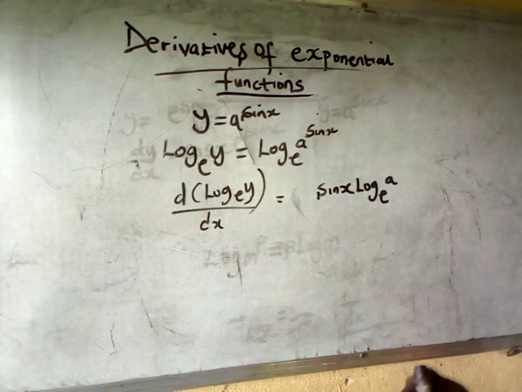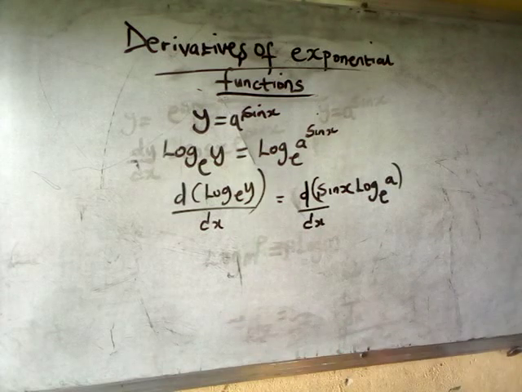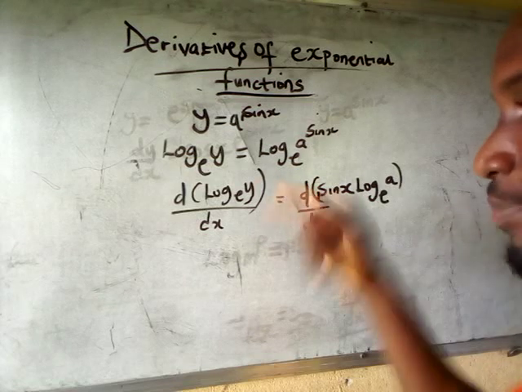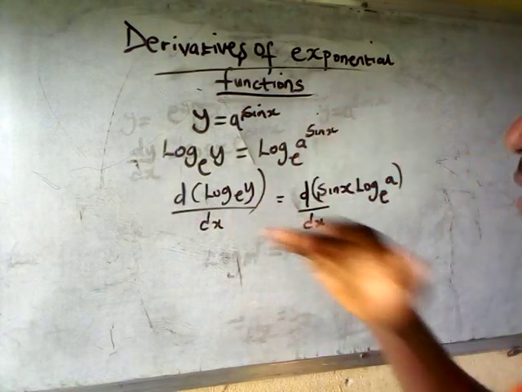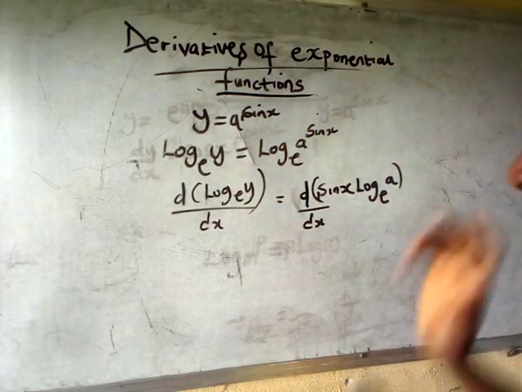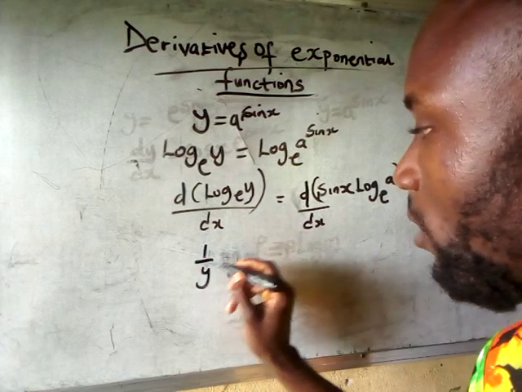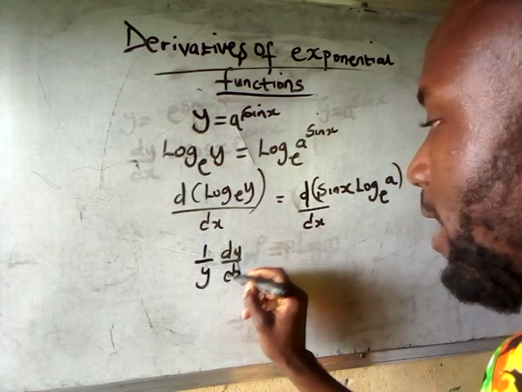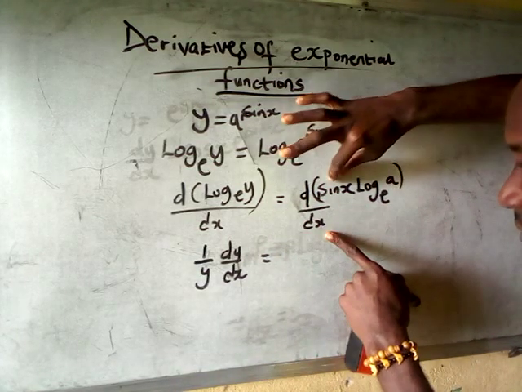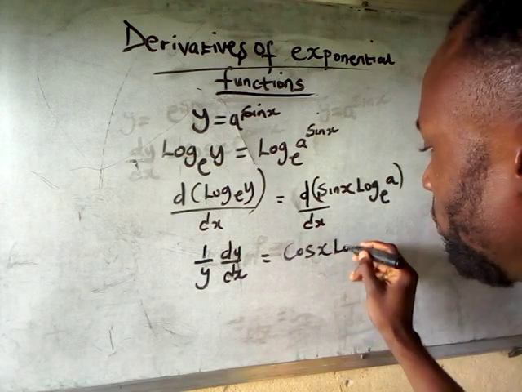I'll clean this, but let's differentiate now. I'll differentiate this also with respect to x. I said that if here is p, to differentiate something like this, it will be 1 all over p dp dx. If here was z, it will be 1 all over z dz dx. If here was l, it will be 1 all over l dl dp dx. So now the derivative of this will be 1 all over y dy dx is equal to, now let's look at this. The derivative of sine x is cos x. So here turns to cos x log a.